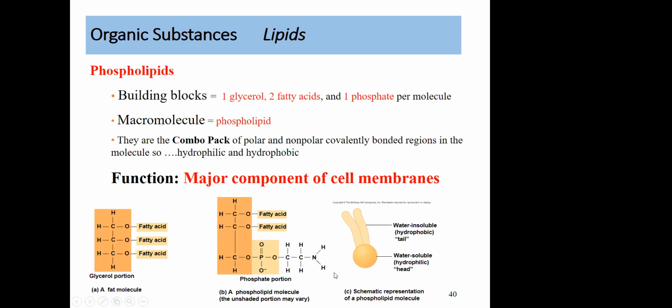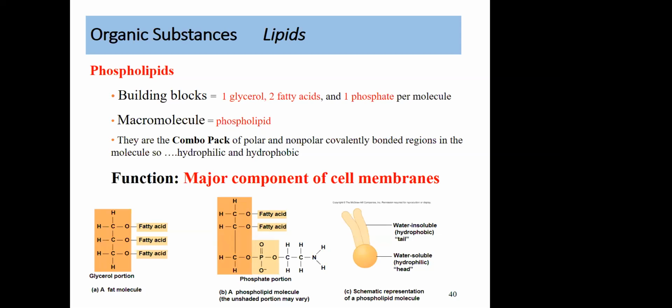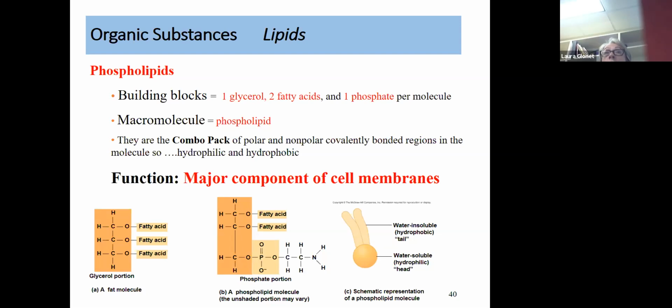What's the primary bond type? They are the combo pack of polar and non-polar covalently bonded molecules. And let me just explain this to you. Of the building blocks, those portions that are the same as a triglyceride, the glycerol and the 2 fatty acids, are going to be the non-polar covalent parts of that molecule. But the phosphate group is polar covalently bonded. So the parts of that molecule where the tails are, are non-polar covalently bonded. Where the ball is, we have polar covalent bonds.